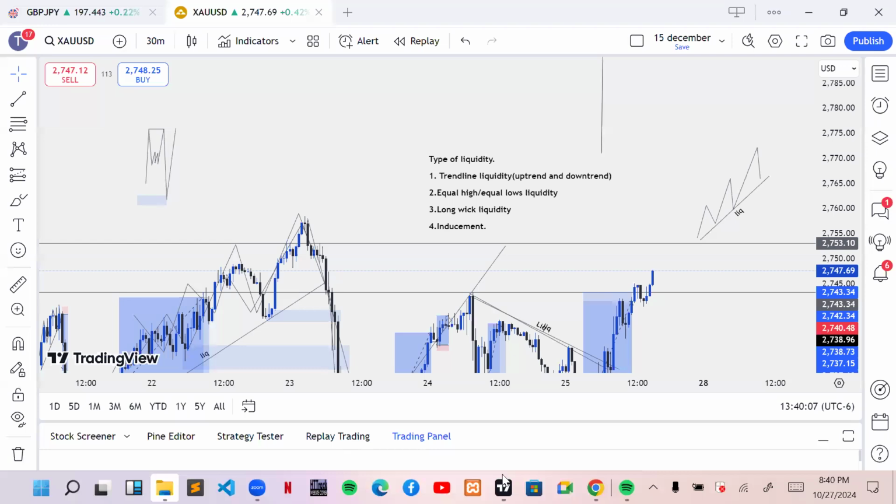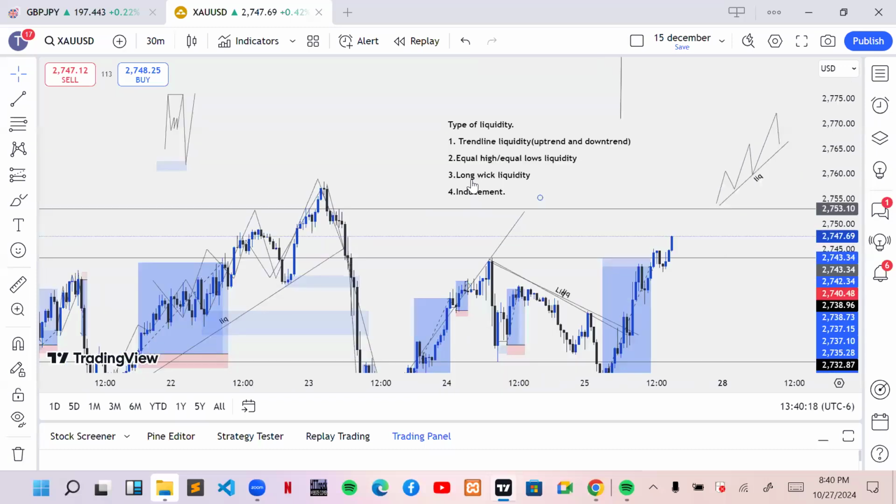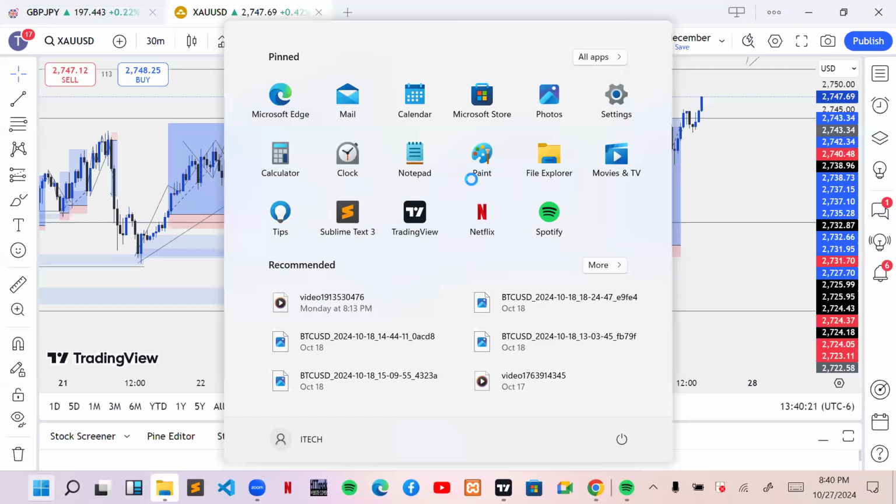I think it's actually very, very clear. There are different types of liquidity. Just get this down: trend line liquidity, that's uptrend and downtrend. So for every pattern that the market uses to approach entry, it will tell you where your take profit should be.